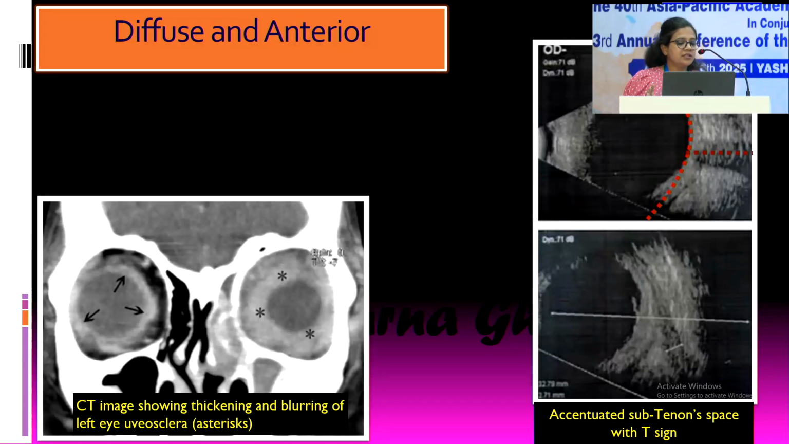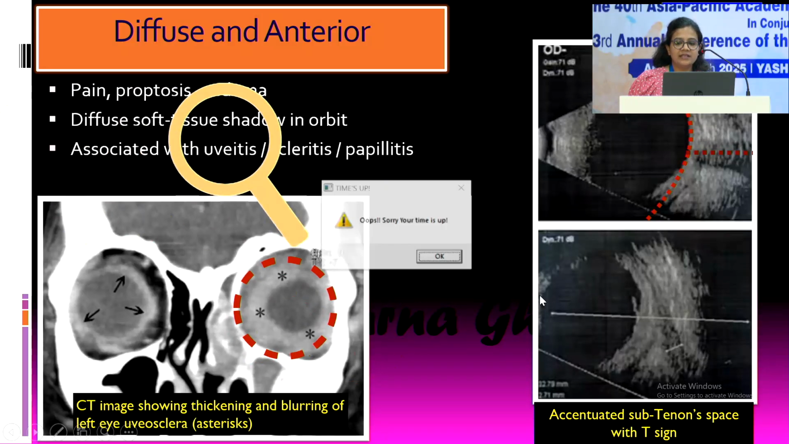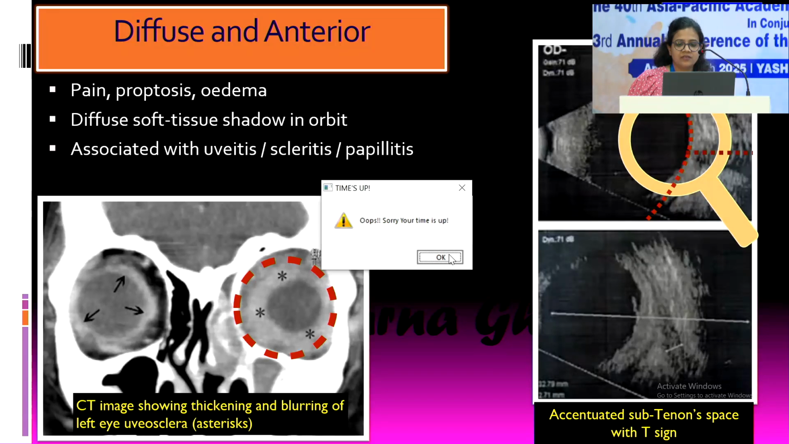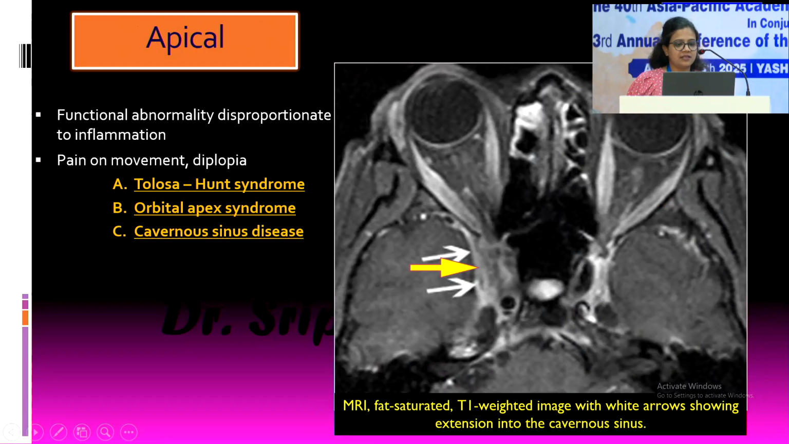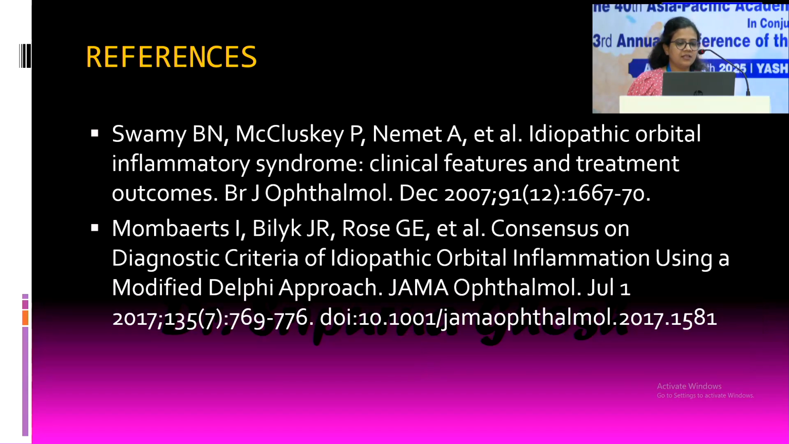Now, the diffuse anterior variety may have a CT scan showing enhancement of the uveoscleral region, just as we see here. Or we can see the T sign, as in the last slide. In the apical variety, there may be Tolosa-Hunt syndrome, orbital apex syndrome, or cavernous sinus disease. The tramline sign is seen when there is involvement of the optic nerve. These are my references. Thank you.